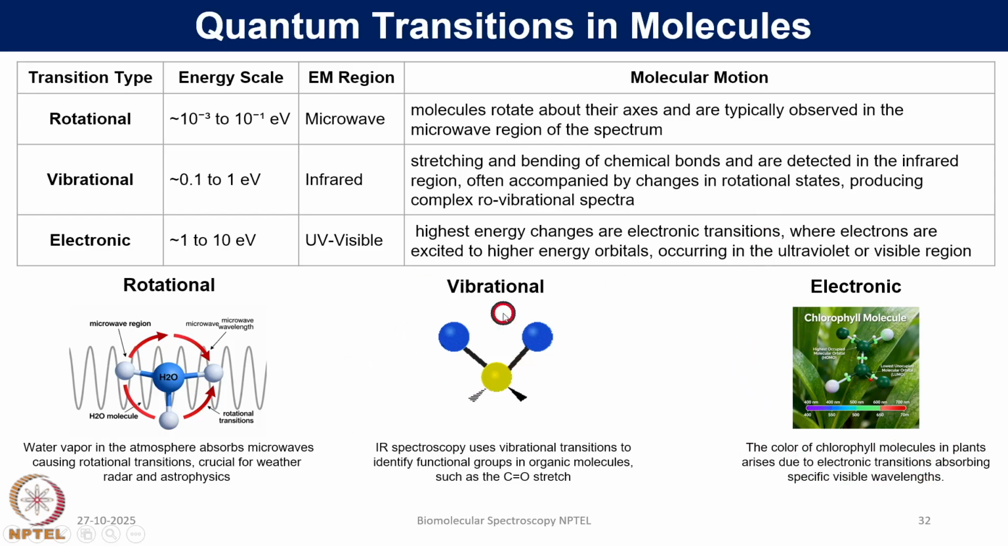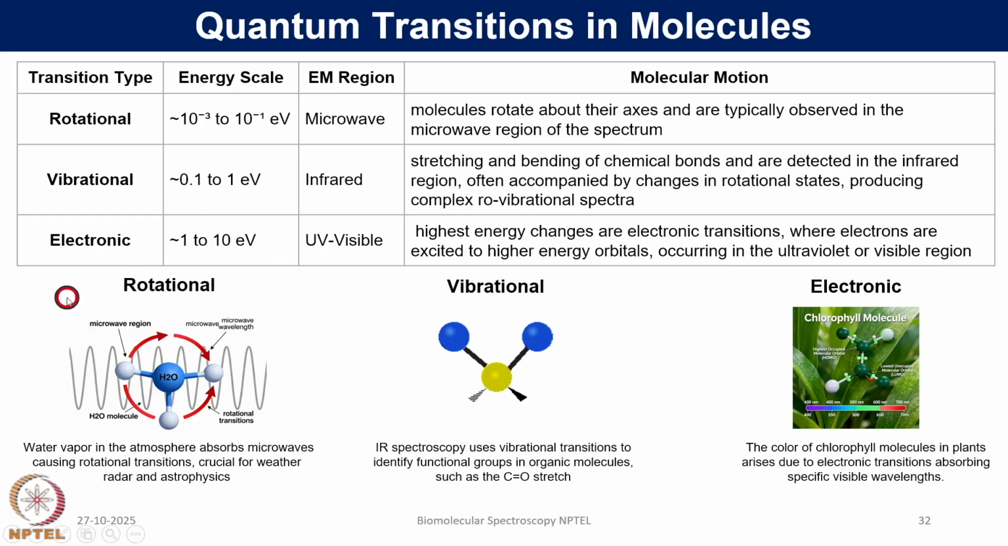Then comes vibrational spectroscopy by bond vibration: the CO stretch or H2O stretch or HCl stretch, all those are in IR spectroscopy. This gives the identification of the functional group in the chemical moiety. You have seen OH has a different frequency than CO, than CHO, that is vibrational spectroscopy. And then comes rotational spectroscopy: water vapor in the atmosphere absorbs microwaves, causing rotational transitions, and this is crucial for weather, radar or astrophysics, and all those we can use rotational spectroscopy for.